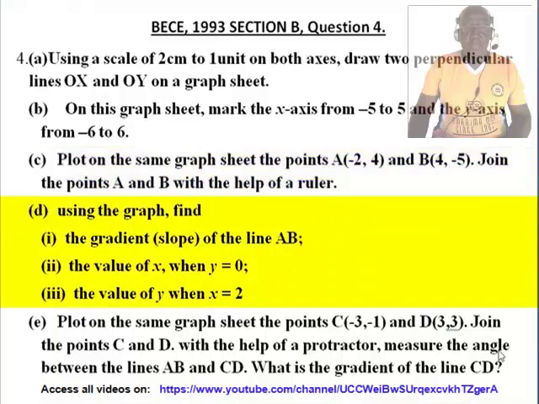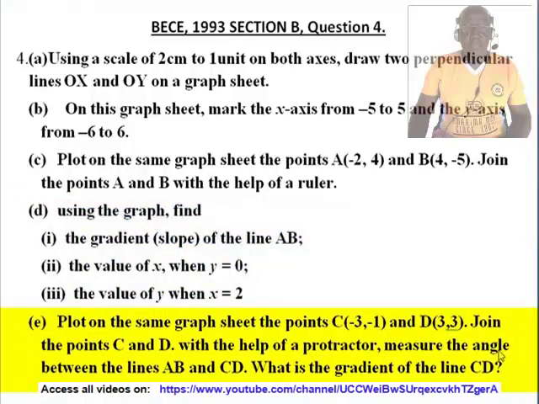4d. Using the graph, find: i. The gradient, or slope, of the line AB. ii. The value of x when y = 0. iii. The value of y when x = 2.